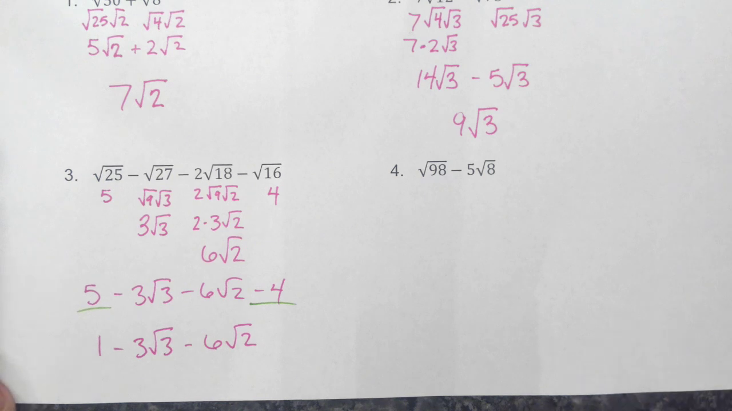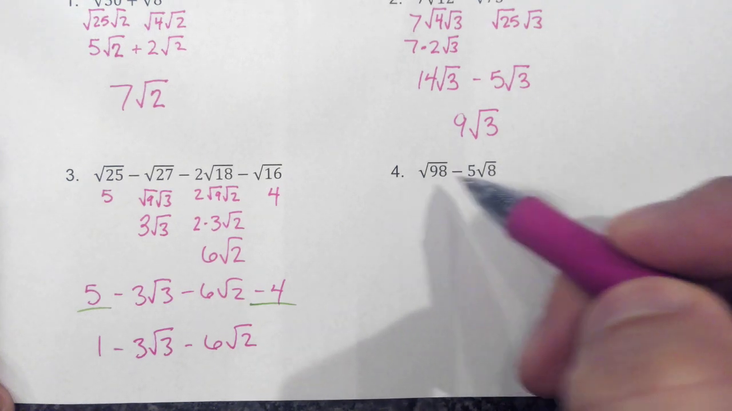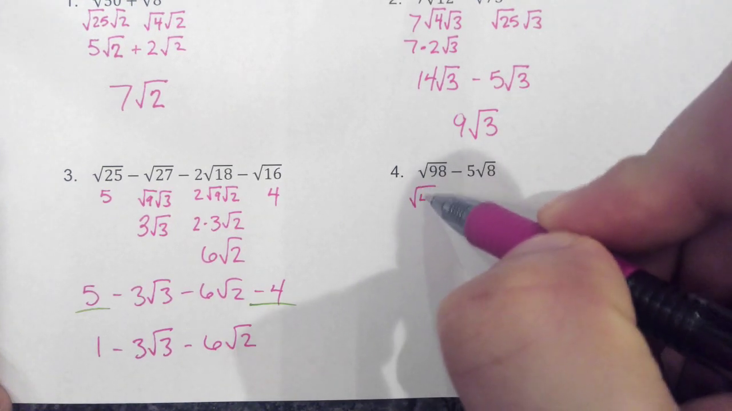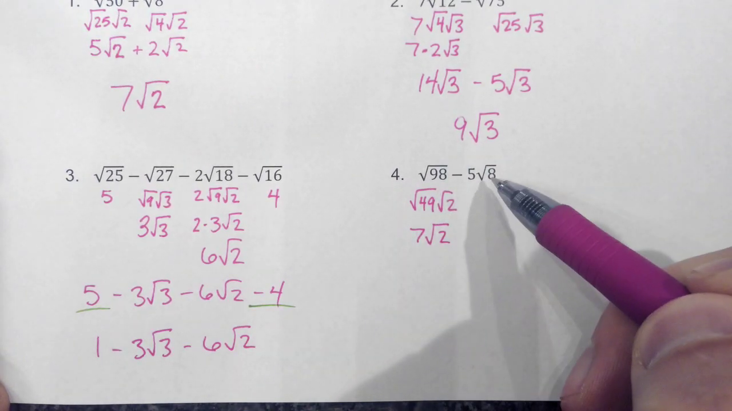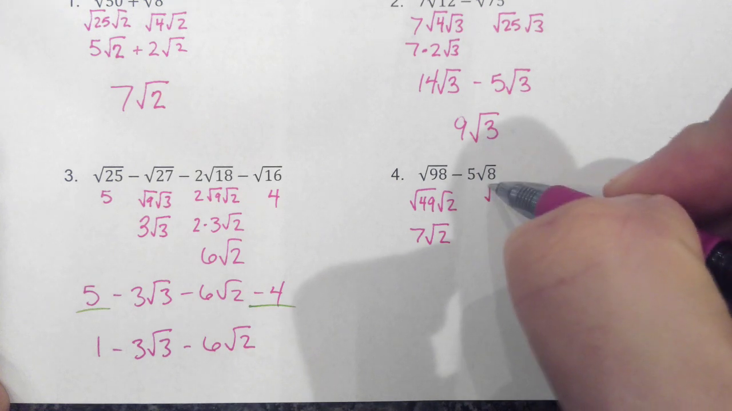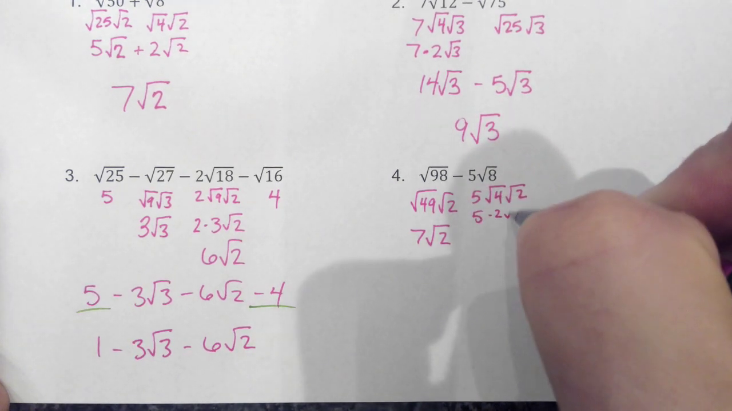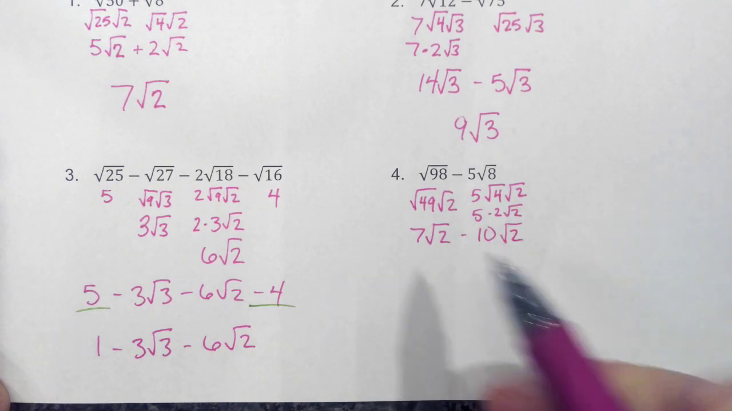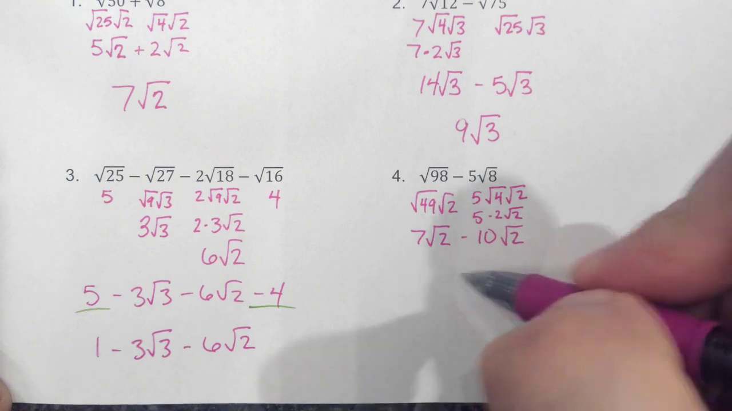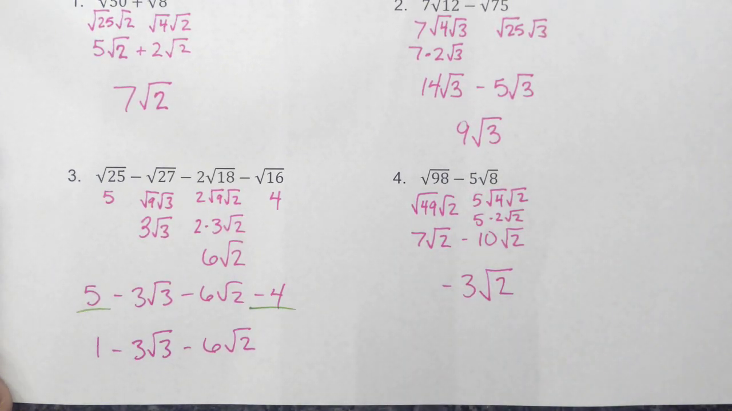We'll move on to number 4. What perfect square divides 98? 49 times 2 is 98, so that's going to be 7 square roots of 2. Square root of 8 is divisible by 4. 4 times 2, so that's going to be 5 times 2 square roots of 2, so that's 10 square roots of 2. So I've got 7 square roots of 2 minus 10 square roots of 2 is negative 3 square roots of 2. So you can see these aren't too difficult.